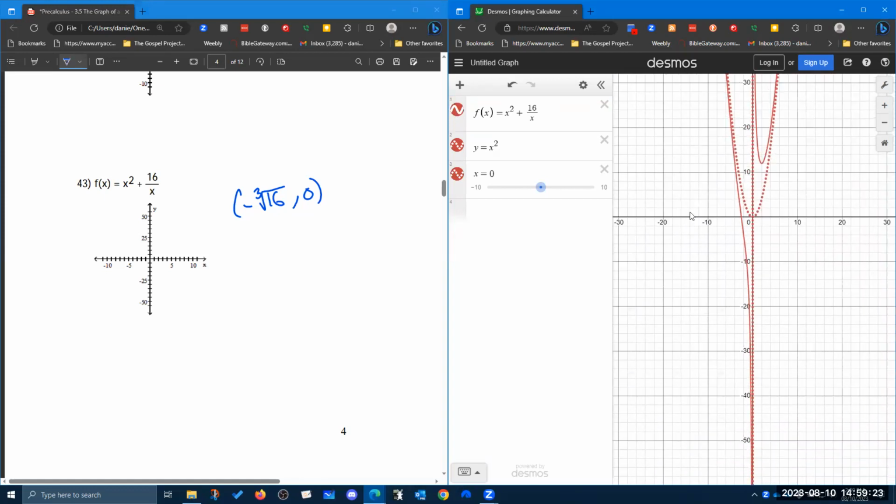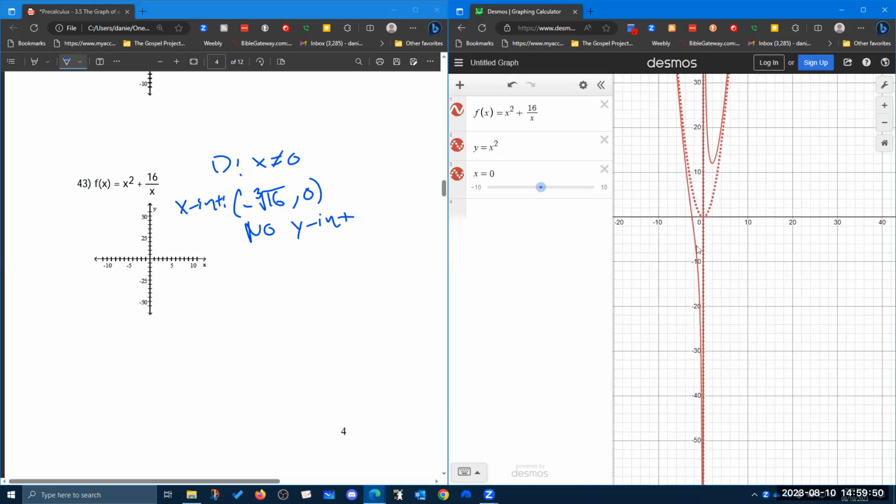I'm not going to have any y-intercept. My domain is going to be x not equal to 0. My range is going to be all real numbers here. And you're going to need, like I said, that extra point right there to help you figure out how low it goes. You can use your graphing calculator to get additional points to help you graph that. Notice that it's going to approach this curve though from the bottom here and from the top up here.